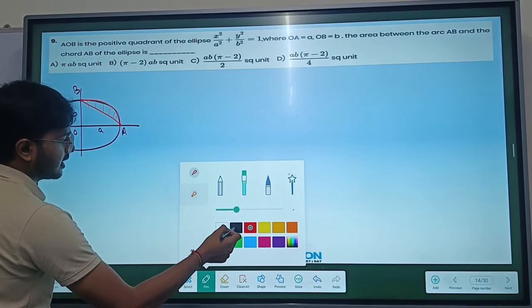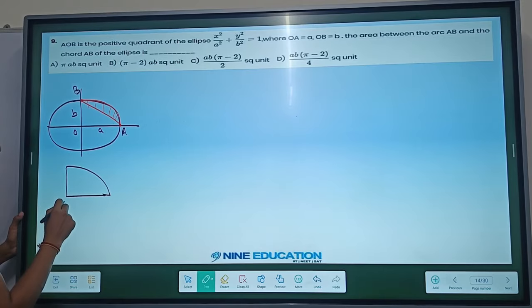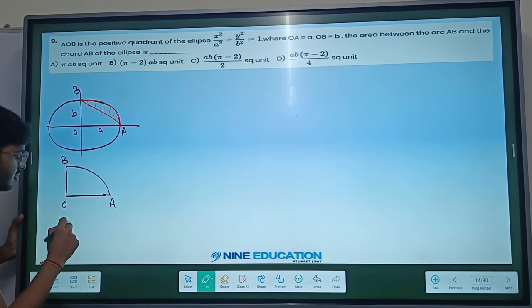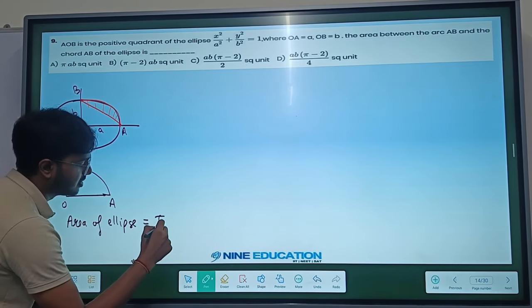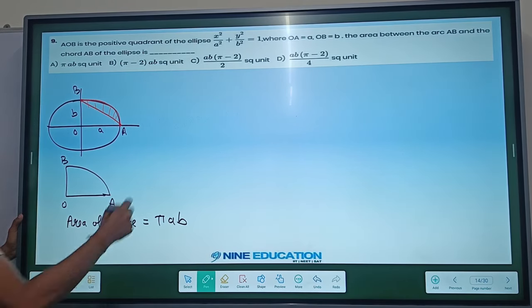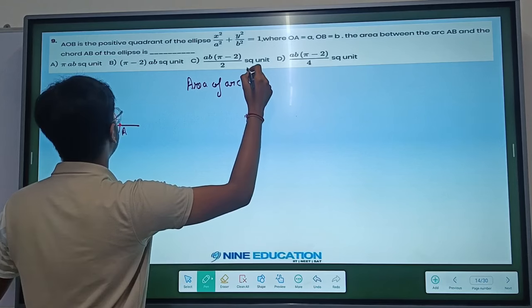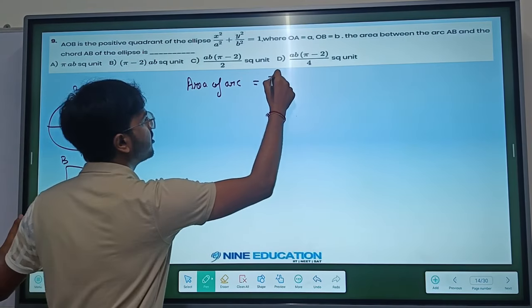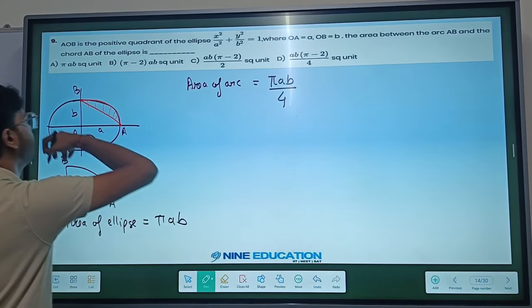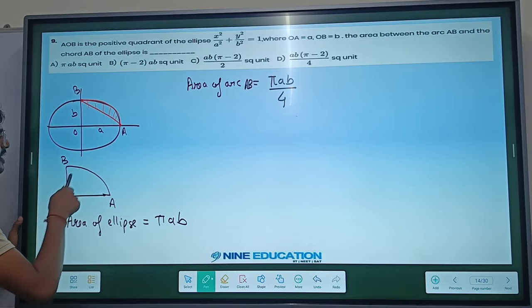So first of all, what I can do is take out this arc AB, OAB. This is what, 1/4 of the ellipse, yes or no? 1/4 of ellipse. So what is area of ellipse? Area of ellipse formula, area of ellipse is pi ab. So area of arc would be 1/4 pi ab, that is pi ab by 4. So I got this whole area.